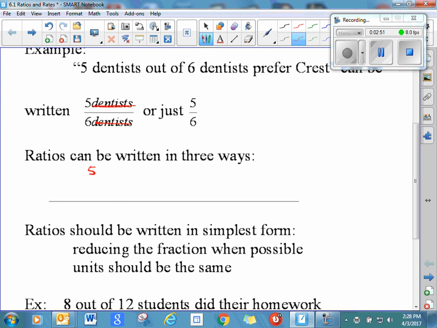There's 3 different ways you can write ratios. You can write them with the fraction bar. You can write them with a colon. Or you can write them with the English word to, 5 to 6. We're comparing 5 to 6 dentists. This says 5 out of, that's what the colon means, 6. So all 3 of these written expressions mean the same thing.